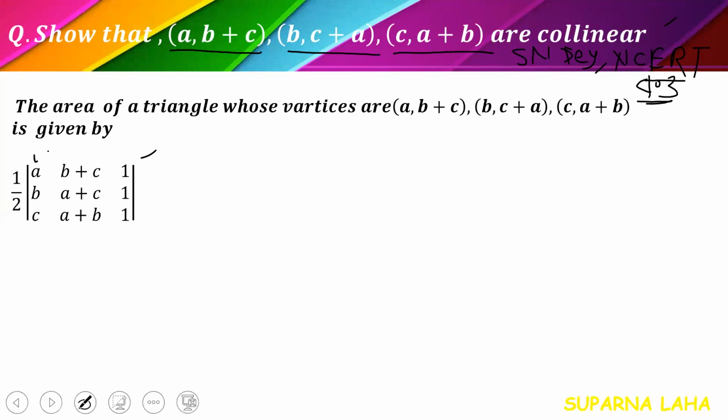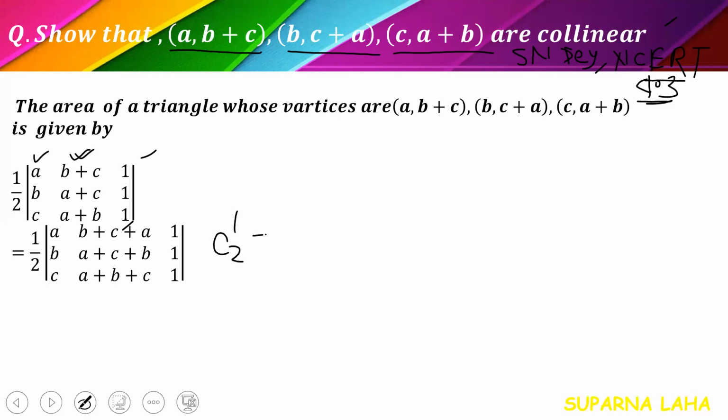If we add this column and this column, what will you find? You will find A plus B plus C into the second column. For every element in the second column, it is A plus B plus C. Now, if we take A plus B plus C common, the second and third columns will be the same. So apply this operation and then we will check it. So what we are doing? C2 dash is given by C2 plus C1.